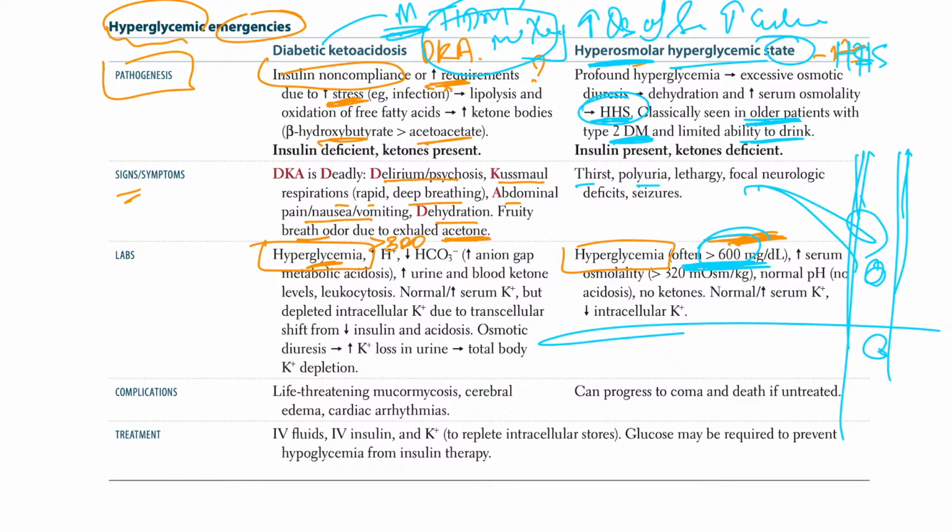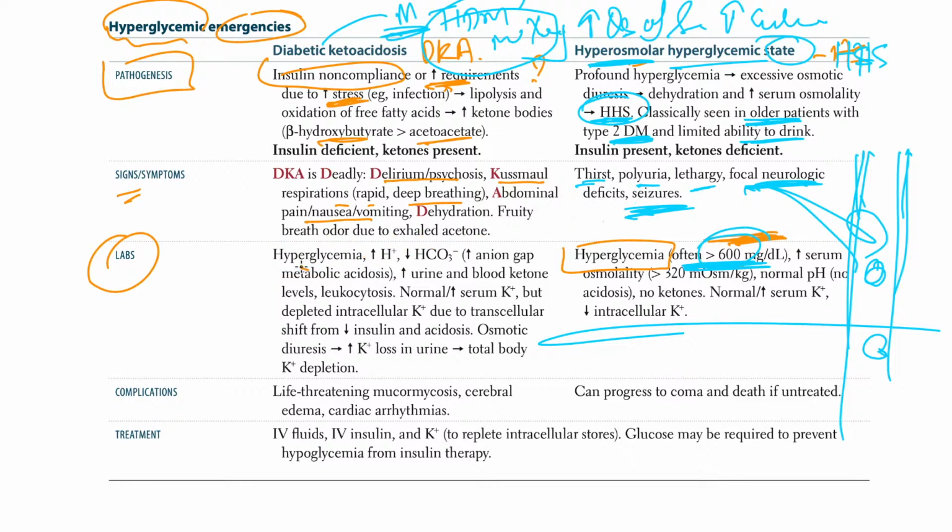Again, symptoms of diabetes, right? Thirst, polyuria, lethargy, focal neurological deficit, and seizures. Two extra things: focal neurological deficit and seizures. What will you see in the labs? Well, the labs, again, hyperglycemia, greater than 300.